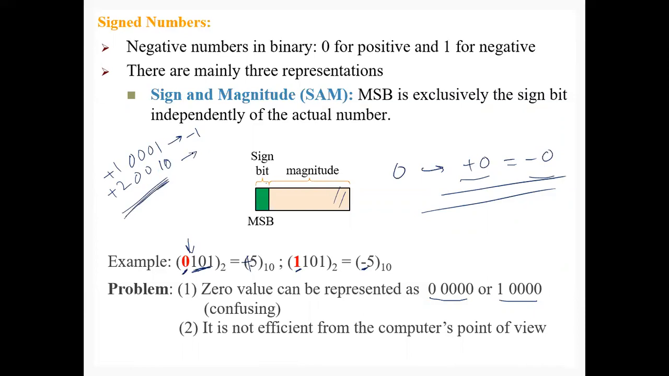If you want to represent negative 1 and 2, how do you represent them here? This is your plus 1 and plus 2. Here, negative 1 will be 1001. Negative 2 will be 1010. See, for the plus, you have 0 first. For the negative, you simply change this 0 to 1.